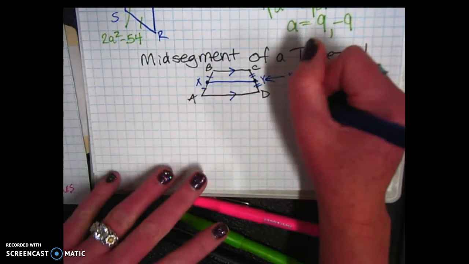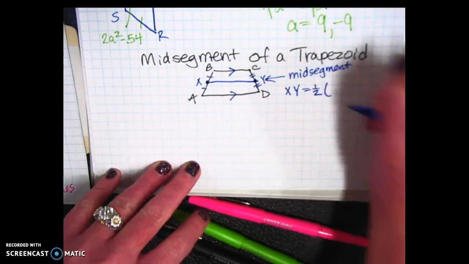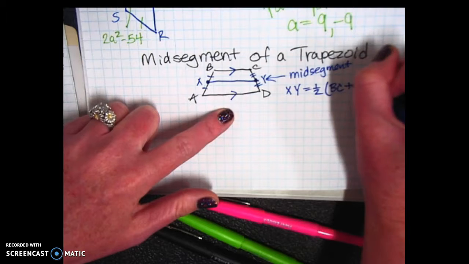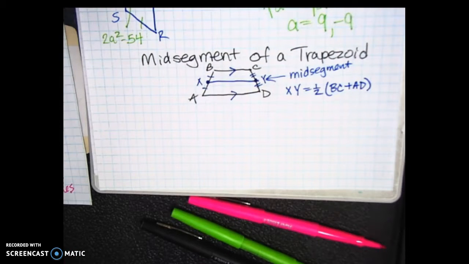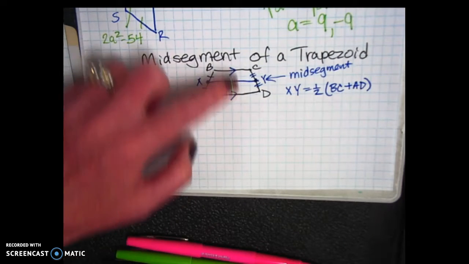The first one is that the mid segment is equal to half of the 2 bases added together. So if we add BC and AD and then divide by 2, we're going to get the length of the mid segment.